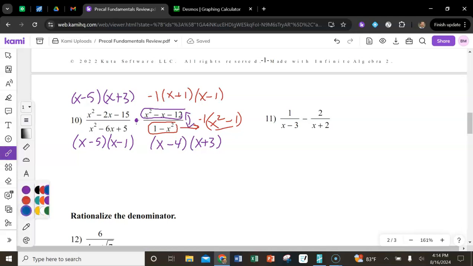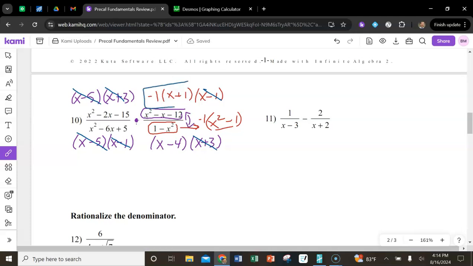So now I'm just going to cancel anything that I have on top and on bottom. The x minus 5s, the x plus 3s. I can take out the x minus 1. And I believe all that I have left on top is negative 1 times x plus 1, and all I have on the bottom is x minus 4, and that would be my final answer.